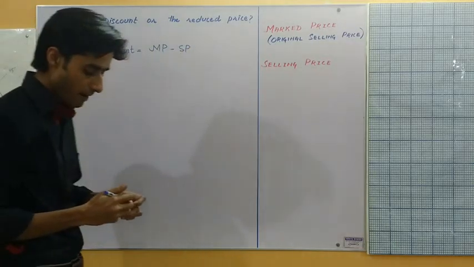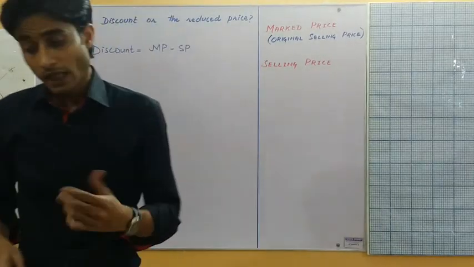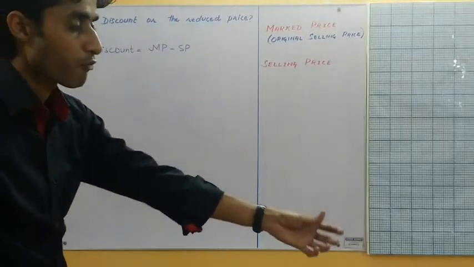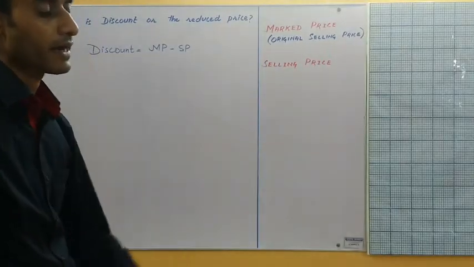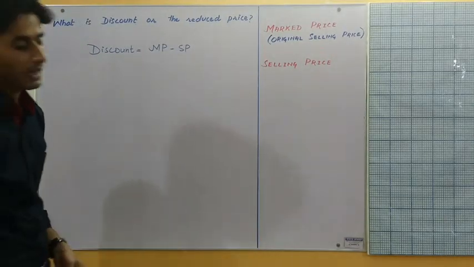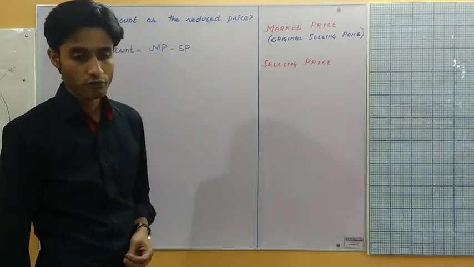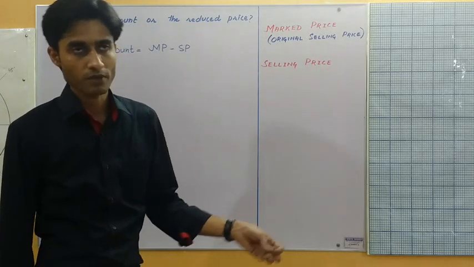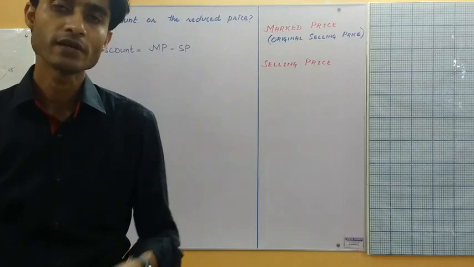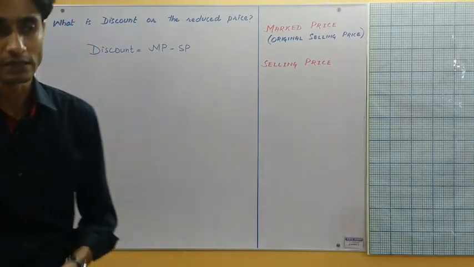You may also understand it by the concept: I am going to buy a watch from the market, and the watch costs 2000 rupees originally. I do not want to buy it for 2000 rupees. I ask the shopkeeper or the owner to reduce the price, and he then sells it for 1500 rupees.